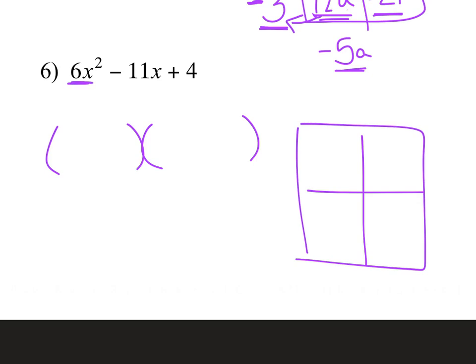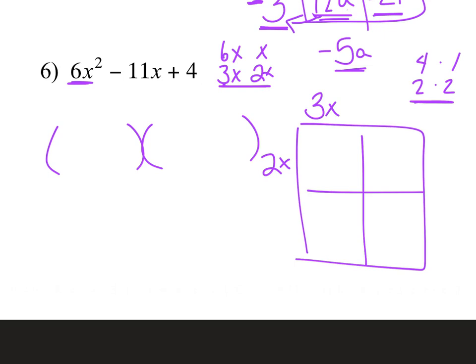So we have 6x squared, which could be 6x and x, or it could be 3x and 2x. The 4 could be 4x. I mean, sorry, not 4x. Could be just 4 and 1, but it also could be 2 and 2. So generally we say take the ones that are closest together and see how those work. So let's give that a try. 3x and 2x, and then that would be 6x squared, and let's do 2 and 2. That's 4.